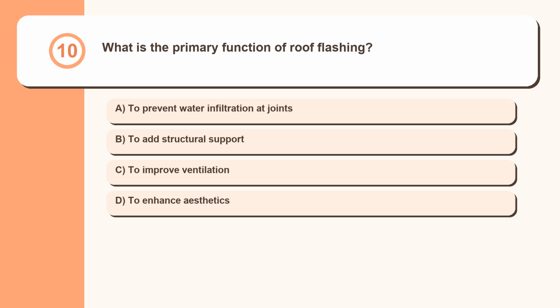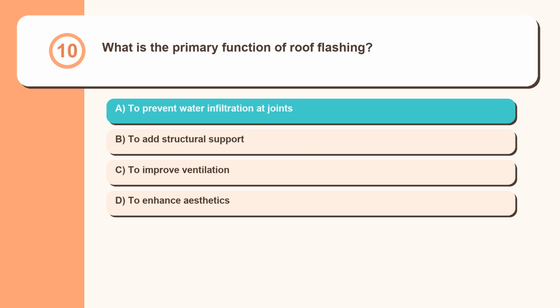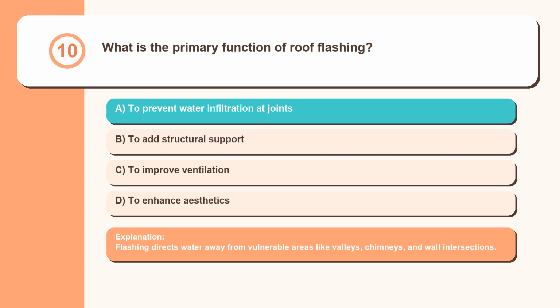Question 10. What is the primary function of roof flashing? To prevent water infiltration at joints, to add structural support, to improve ventilation, to enhance aesthetics. Flashing directs water away from vulnerable areas like valleys, chimneys, and wall intersections.